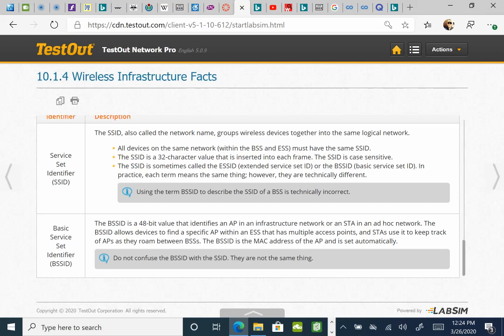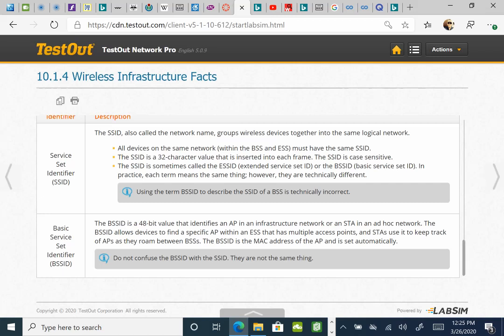And so the SSID is a 32 character value, and it's inserted into each frame, because then that tells the computer and the access point which Wi-Fi they're a part of. And the SSID is case sensitive. But again, you pull up your phone and it's going to show you what the SSIDs are around. So sometimes it's called the extended service set ID or the basic service set, but usually it's just the SSID.